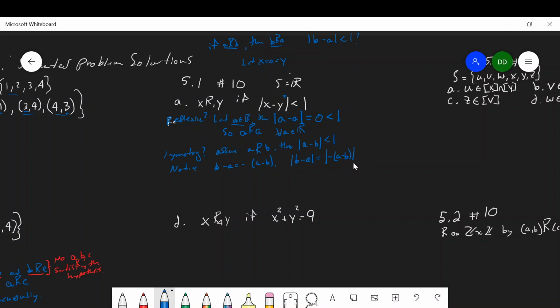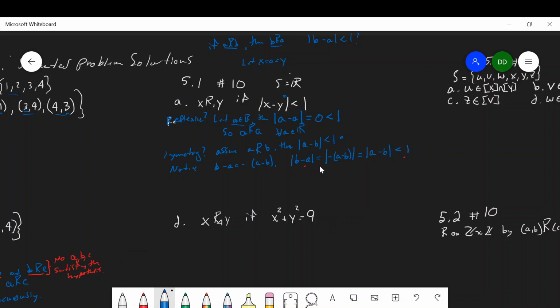But if I stick a negative inside of an absolute value, it's not going to do anything. If I have a factor of -1 inside of there, I can get rid of that under the absolute value because I know the absolute value will just make it positive. And so this is just the absolute value of a minus b. And we know by assumption that the absolute value of a minus b is less than 1 because a is related to b. And so what this tells me is that the absolute value of b minus a is also less than 1.